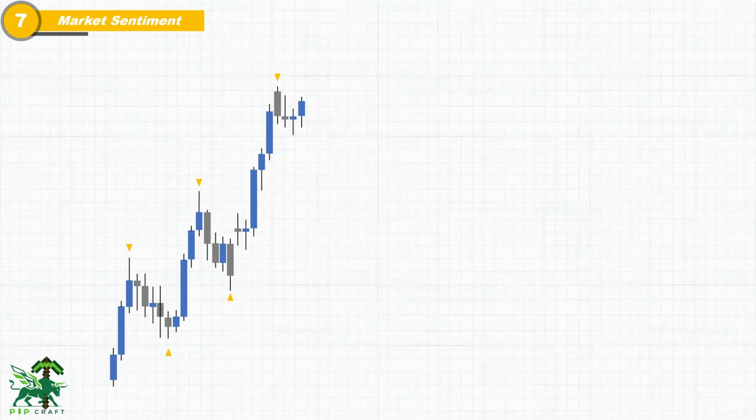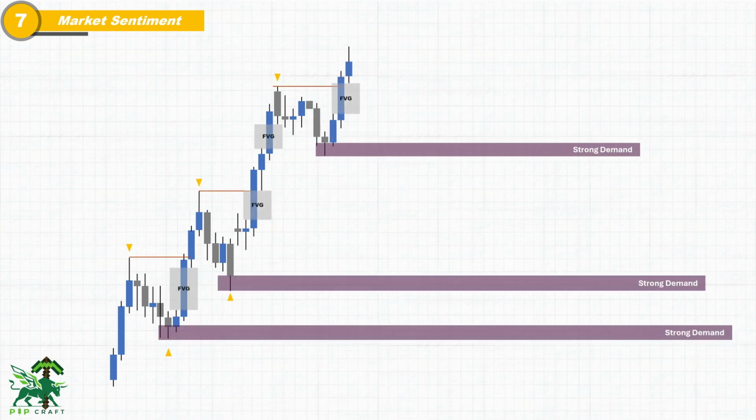Imagine the market is in an uptrend, forming a series of higher highs and higher lows. Each time price breaks structure to the upside with fair value gaps, a strong demand zone is created. These demand zones remain unmitigated until price revisits them, offering ideal opportunities to trade with the dominant trend.